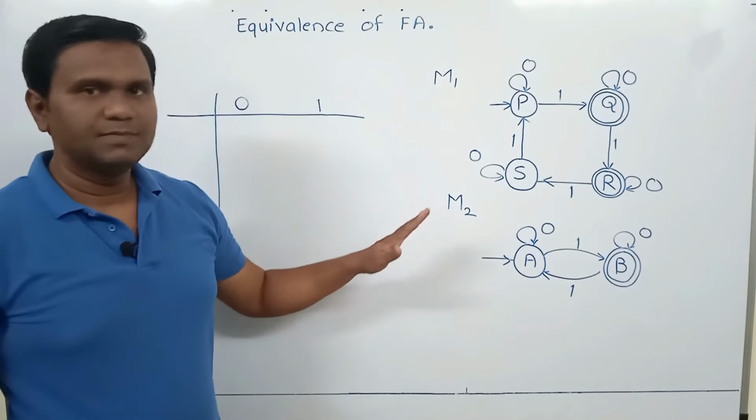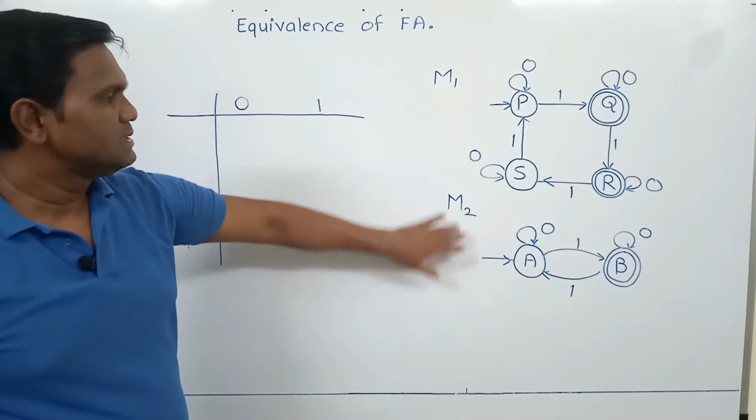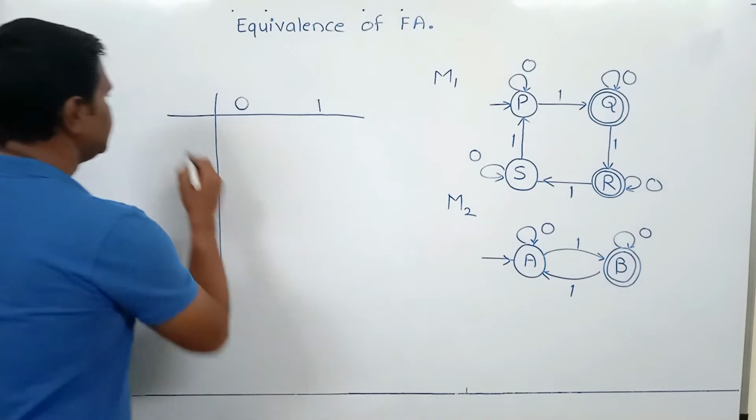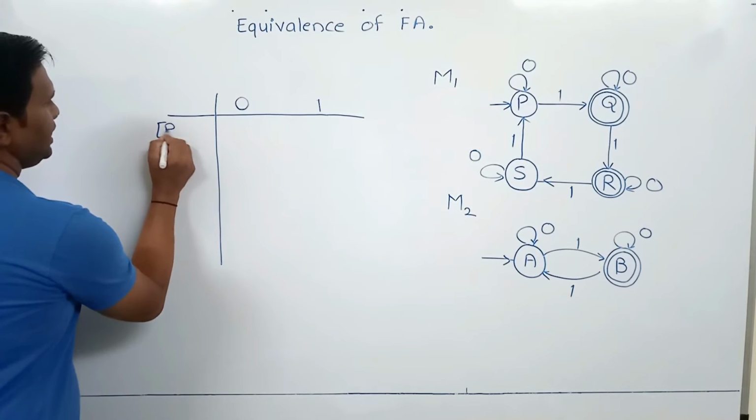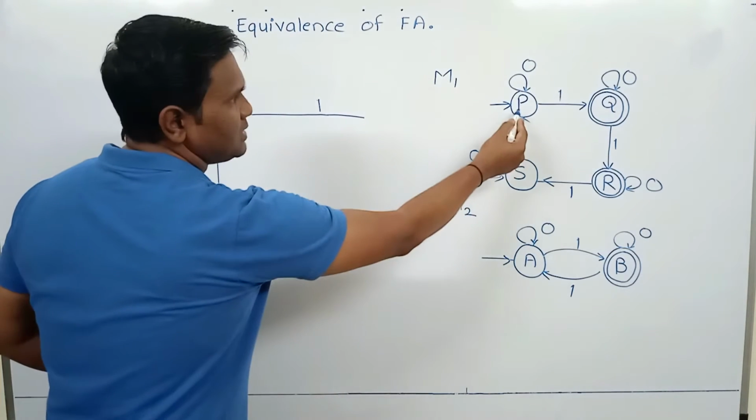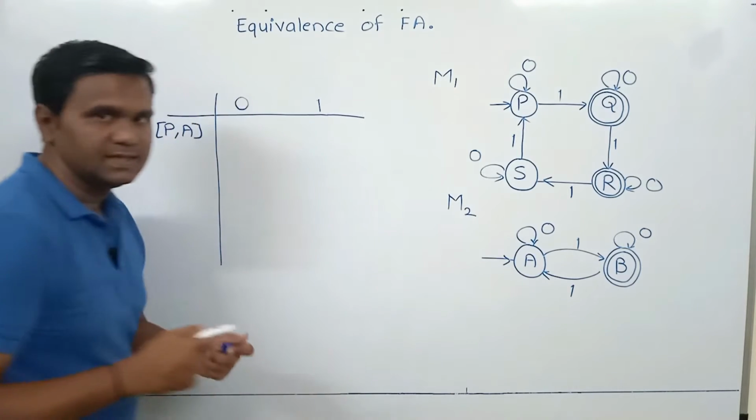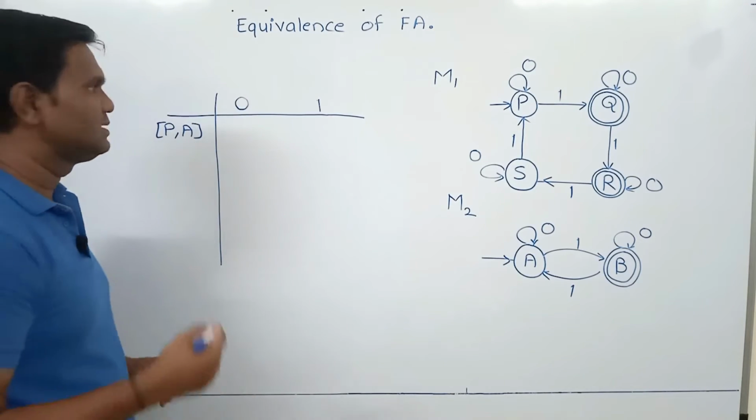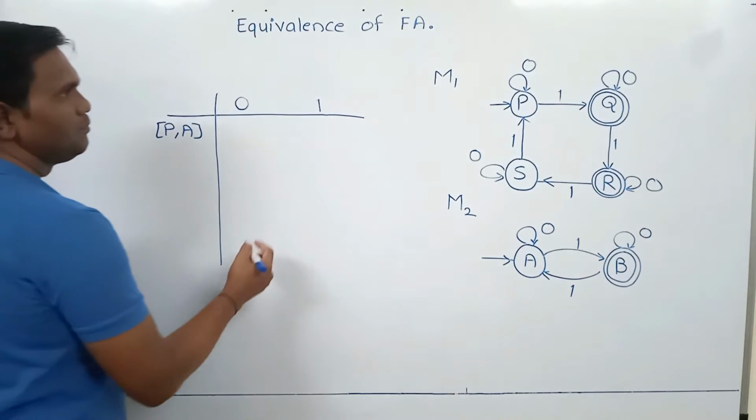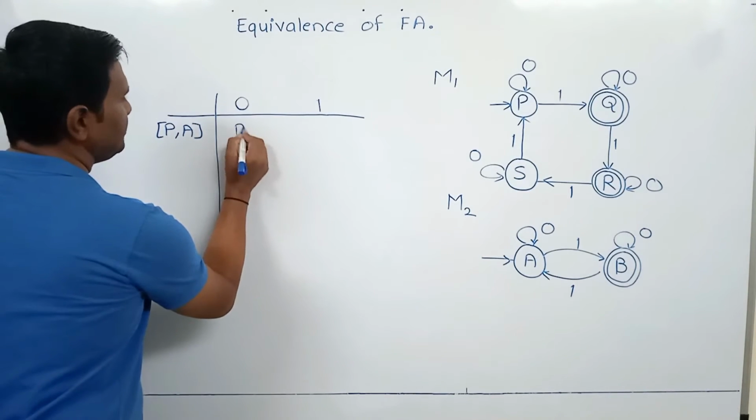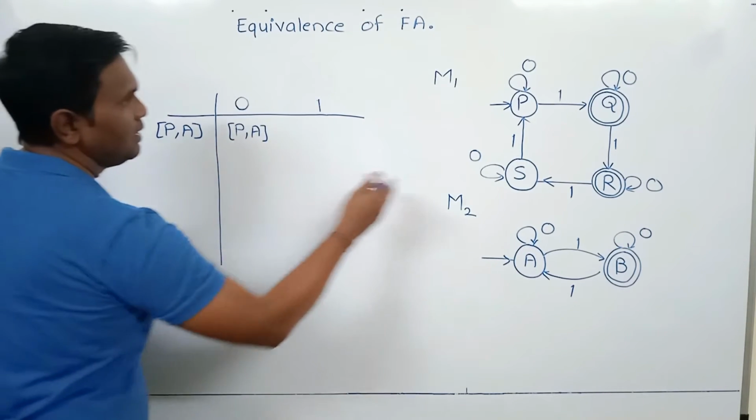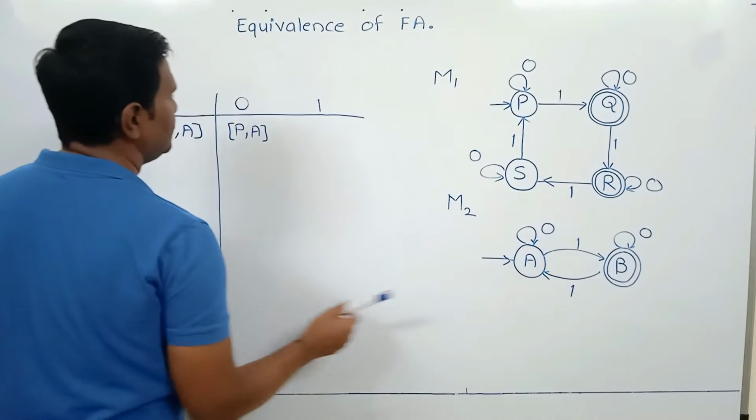We consider next example for DFA equivalence. This is M1, this is M2. So we have to start with pair of initial states. So P comma A. So P is non-final state, A is also non-final state. Both are non-final states. So we proceed. Now consider transitions for P and A. P on 0 remains in P. A on 0 remains in A. P comma A, non-final, non-final.